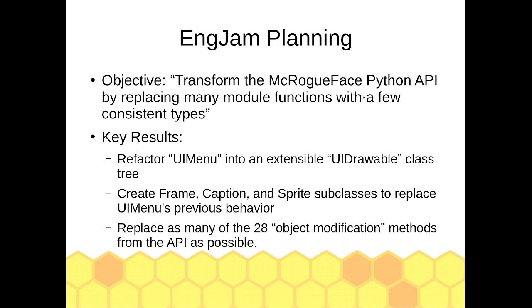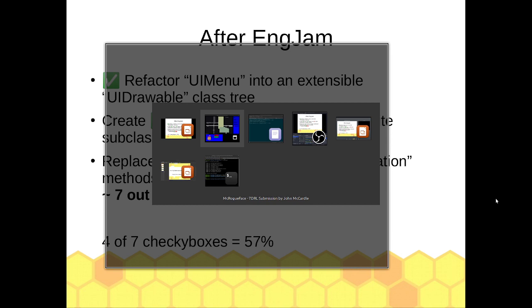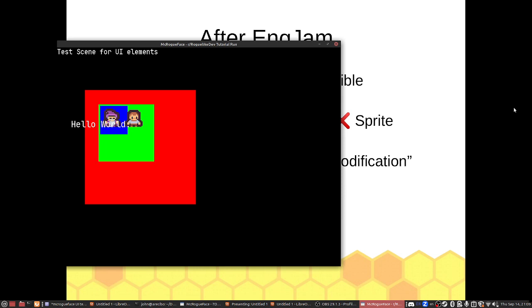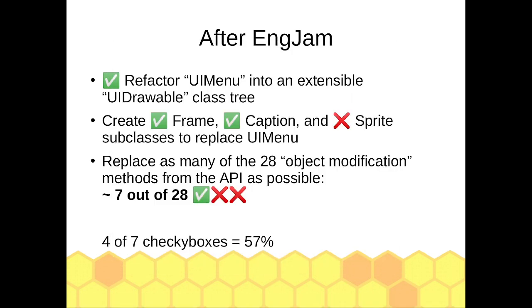So the results are that I got about 57% of my key results demonstrated. So I'll fire that up just to look at it. So here's what the new engine looks like. There's no grid and there's no game behavior because I haven't ported that old behavior into the new graphical type hierarchy yet.